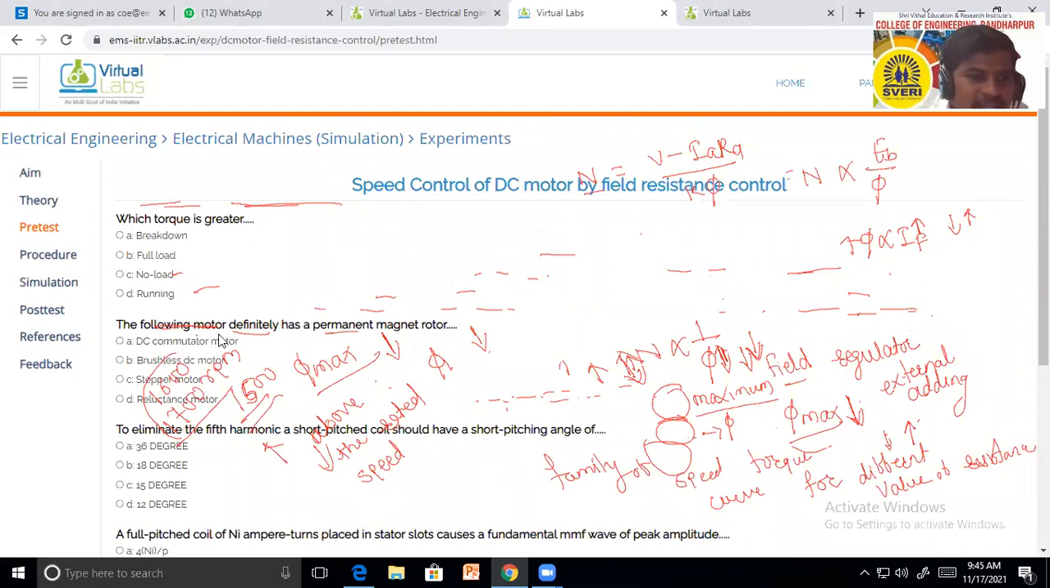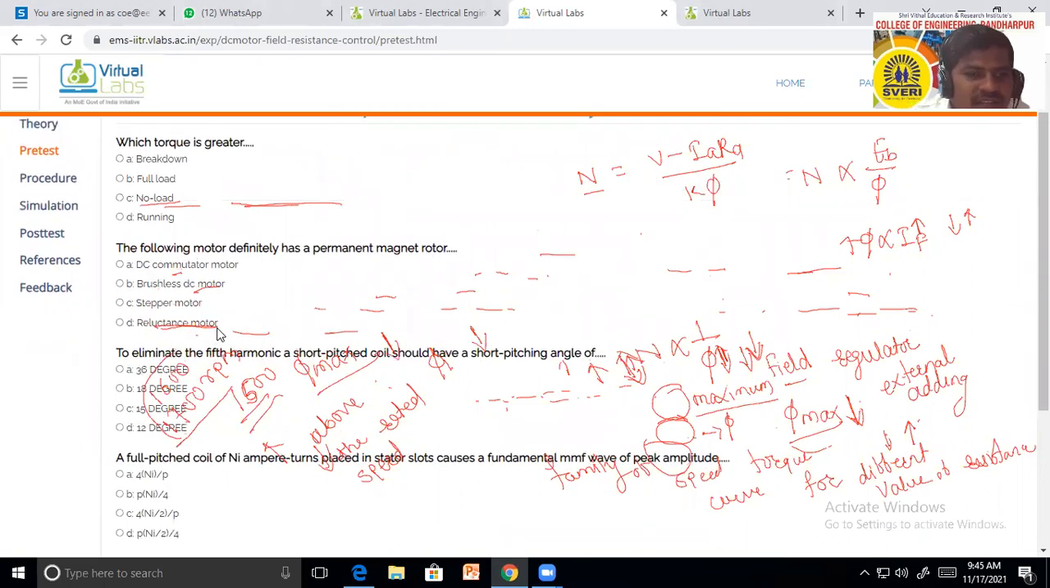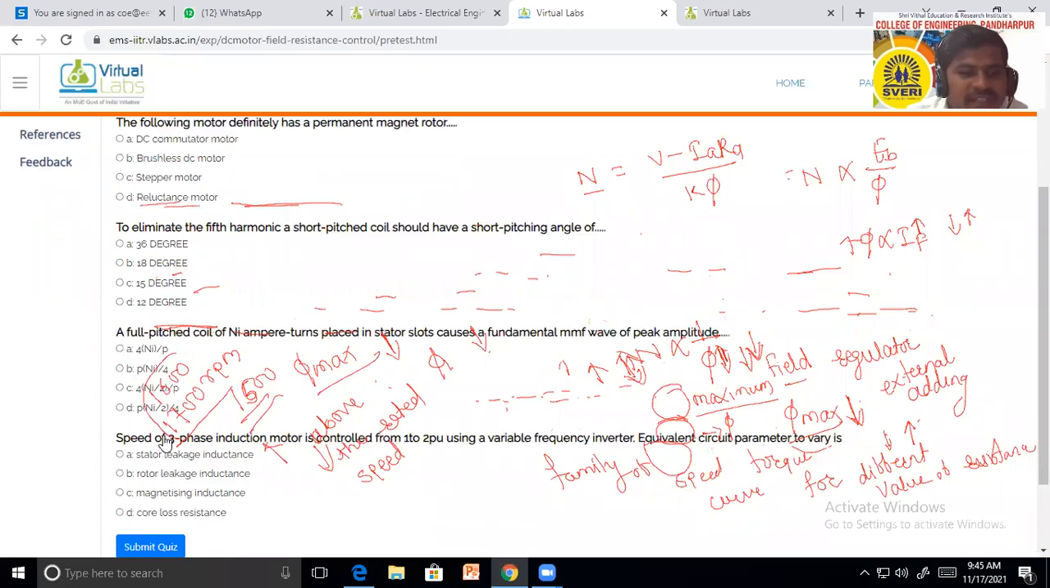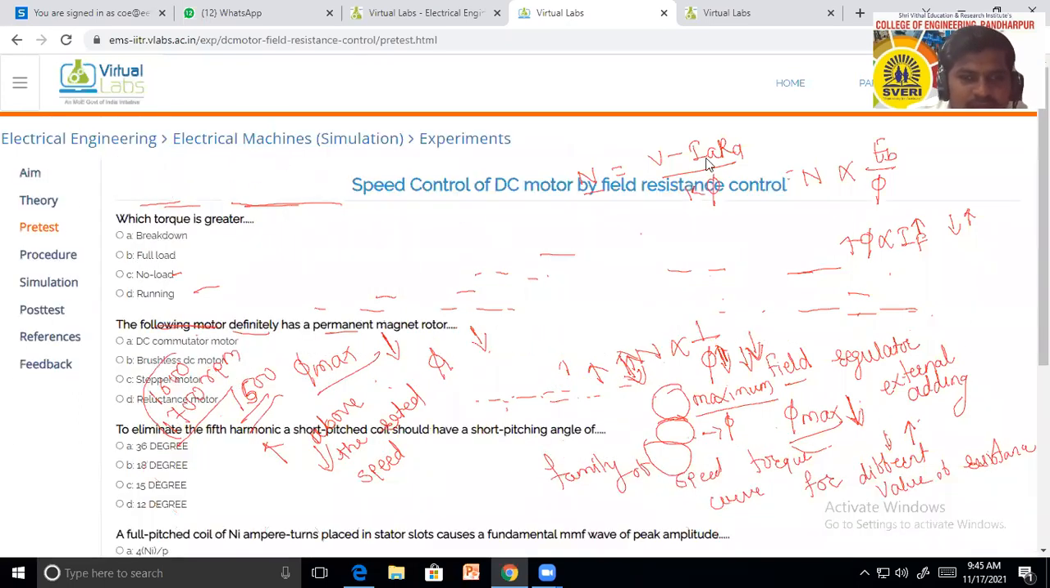Which torque is greater? The following motor definitely has a permanent magnet rotor. Then eliminate the fifth harmonic. A short pitched coil should have a short pitching angle. How much angle should it be? So just you people solve these questions. These are the pretest questions.